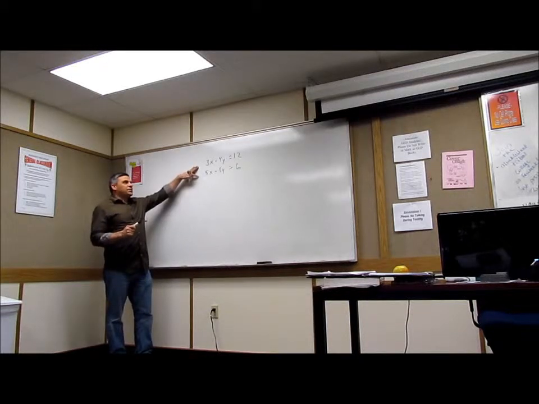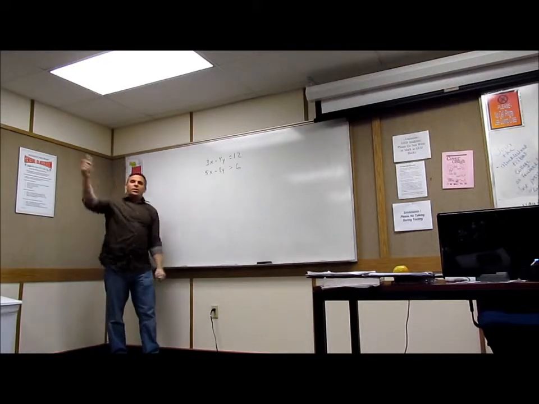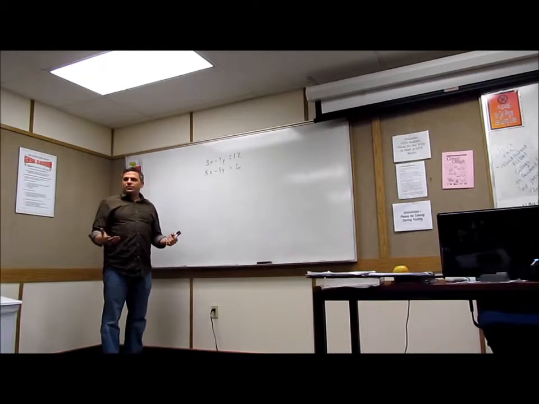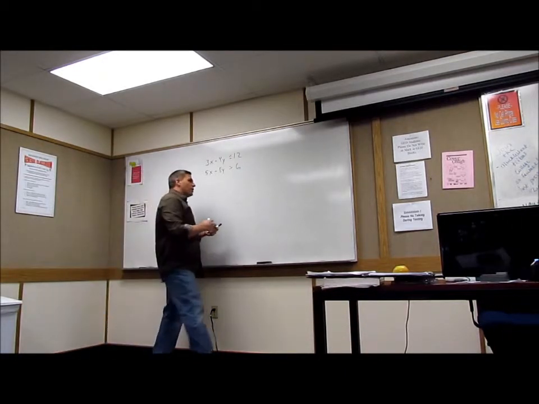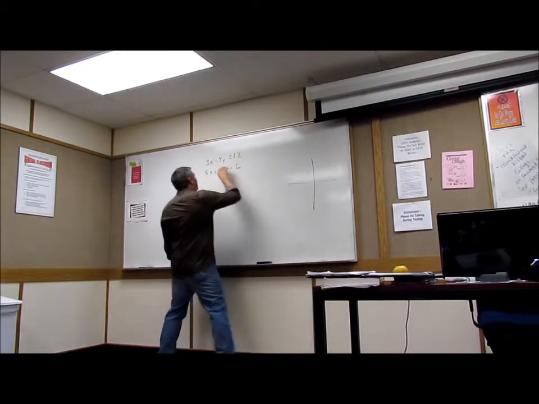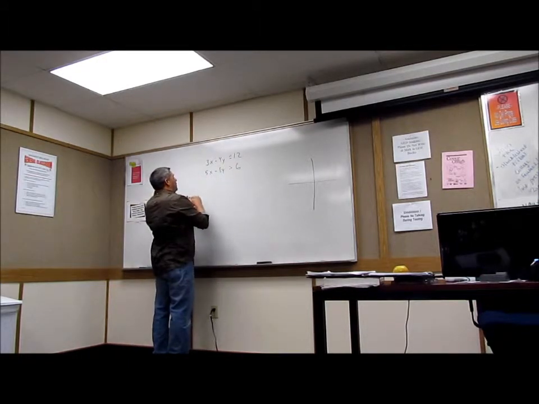With this equation, 3x minus 4y is less than or equal to 12, and 5x minus 8y is greater than 6. What we want to do is solve this, but we also want to graph it at the same time. So we're going to graph it real quick using our zeros.